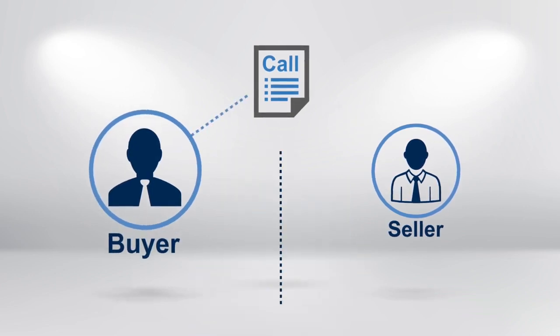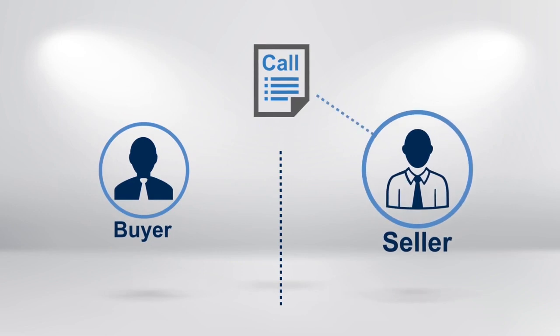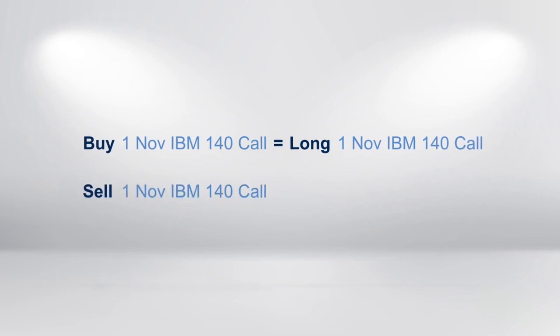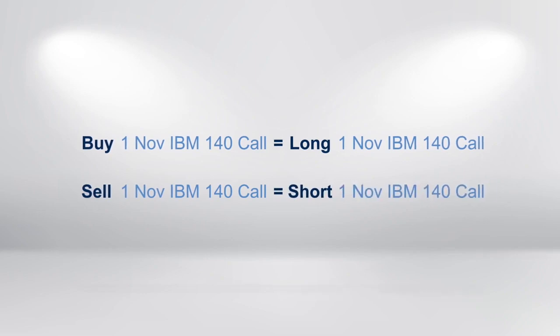The buyer of the contract is the owner and is considered to be long that contract. On the other side, the seller of the contract is short the contract in his account. Buy 1 November IBM 140 call equals long 1 November IBM 140 call. Sell 1 November IBM 140 call equals short 1 November IBM 140 call.